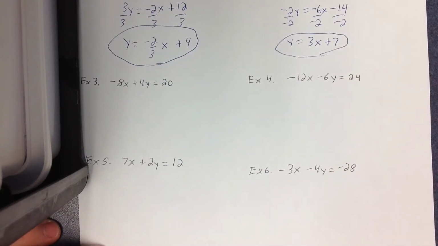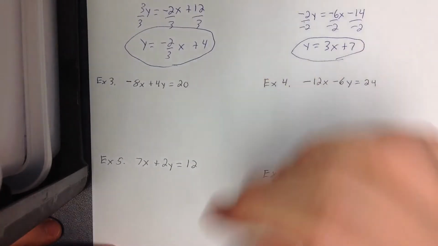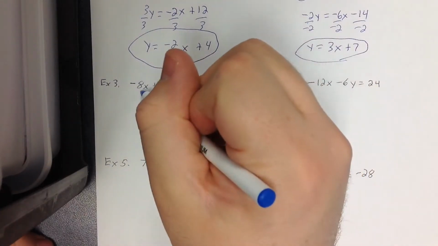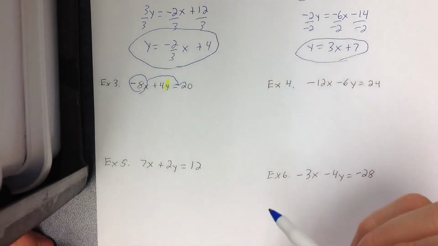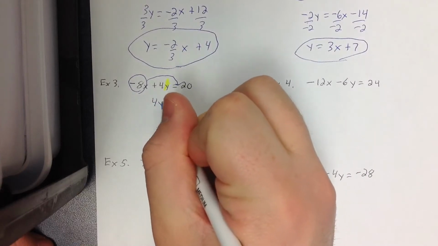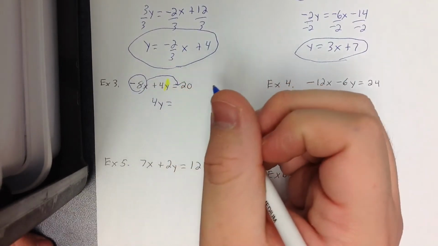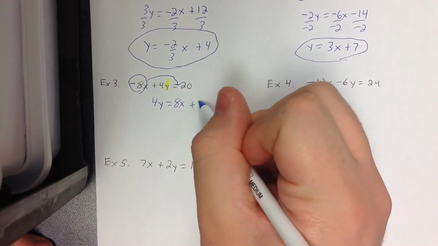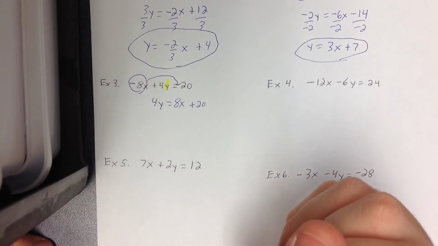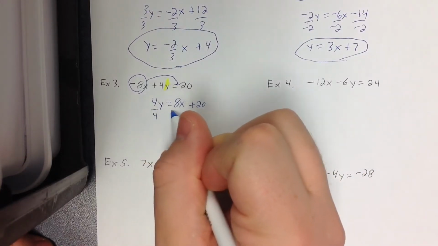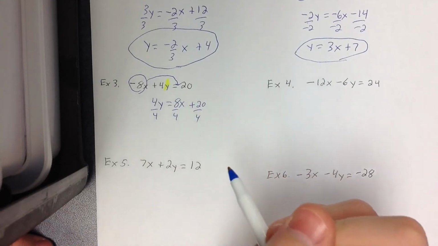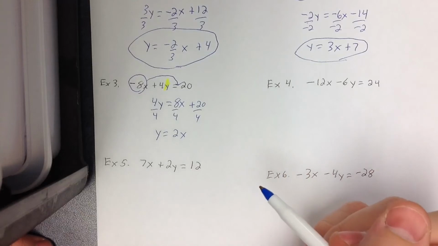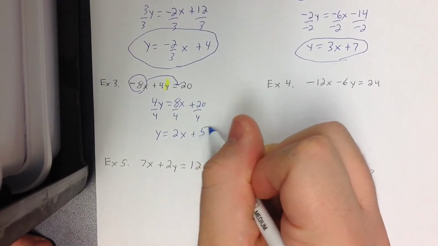Okay, example 3, negative 8x plus 4y equals 20. Again, trying to get y by itself. So the negative 8x needs to be moved to the other side. So I'd have 4y. Again, I moved it to the other side, so I have to change the sign. So it's going to become a positive 8x. The 20 was already positive, so I put plus 20. Then I have to divide everything by 4. So I get y equals 8 divided by 4 is 2, so 2x, plus 20 divided by 4 is 5.